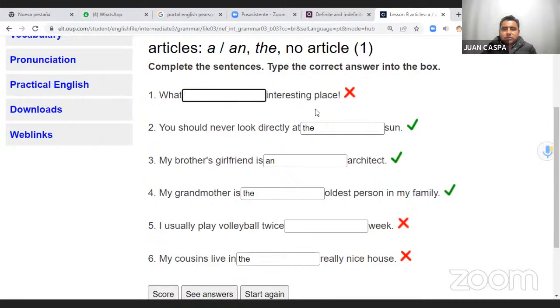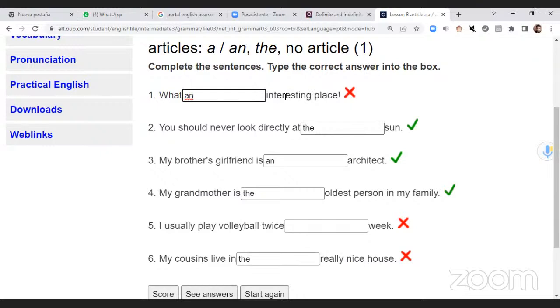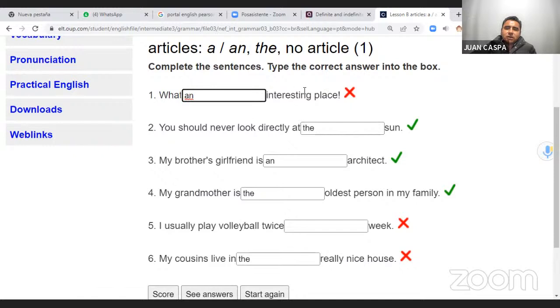Usually when we talk about an exclamation, or especially with this, we are talking about a certain thing. Interesting is an adjective, but sometimes we don't necessarily need an adjective. We say what an interesting place in this case. If you don't have an adjective, it's possible to say what a place, right? But in this case, we do have one. So that's why we only are separating the vowel sounds, and that's it.